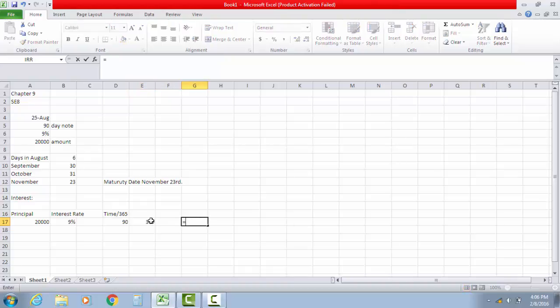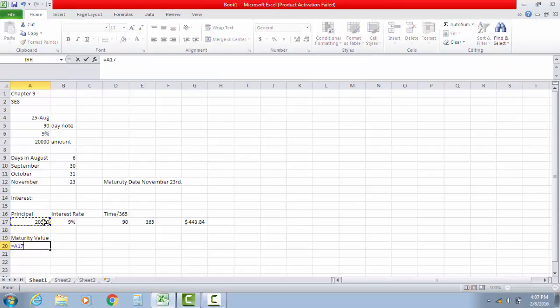So then that would equal, and you do 2 parentheses because we're going to do 2 equations, 20,000 times the 9% times the days, parentheses, divided by the 365 days, which would come up to total interest of $443.84.